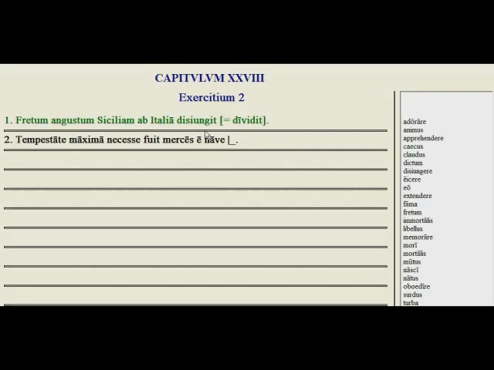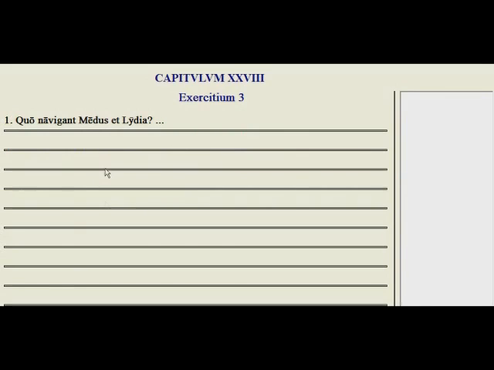disjungit, separates. With the great storm, tempestate maxima necesse fuit mercis e nave blank. During the great storm, it was necessary to, remember this was to throw, iacere, to throw the goods from the ship. Go ahead and try the rest of those, and let's go on to question and answer.